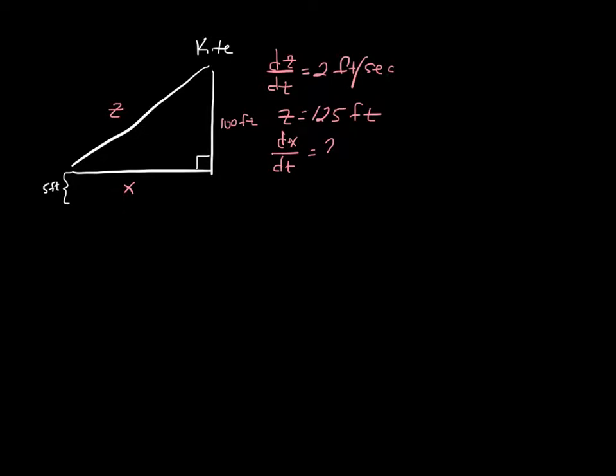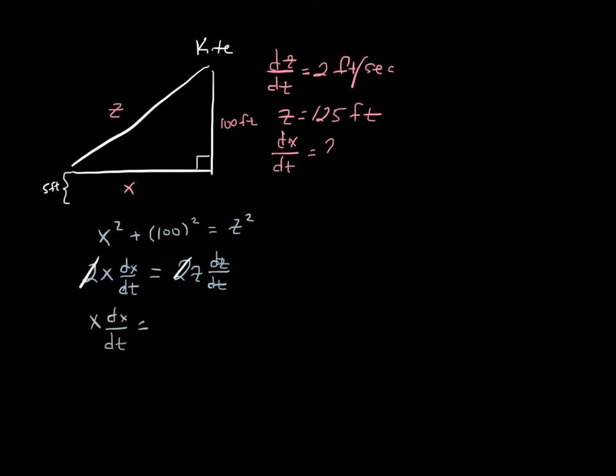We need a relationship between x and z. We are looking at a right triangle, so I'm thinking Pythagorean theorem. So x squared plus 100 squared, because that's always 100 feet, equals z squared. Now, we take the derivative to find out how their rates are related, so we get 2x dx/dt. The derivative of 100 squared is going to be 0. We can cancel out these 2's, which means that x dx/dt is equal to z dz/dt.